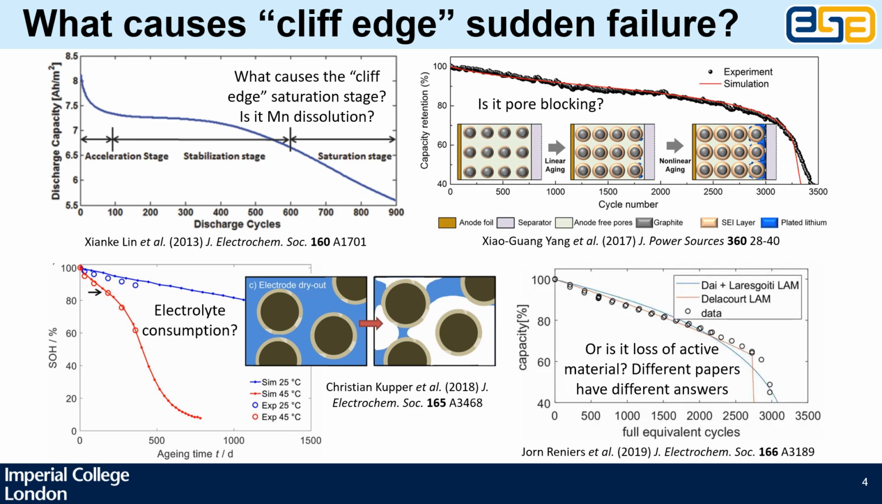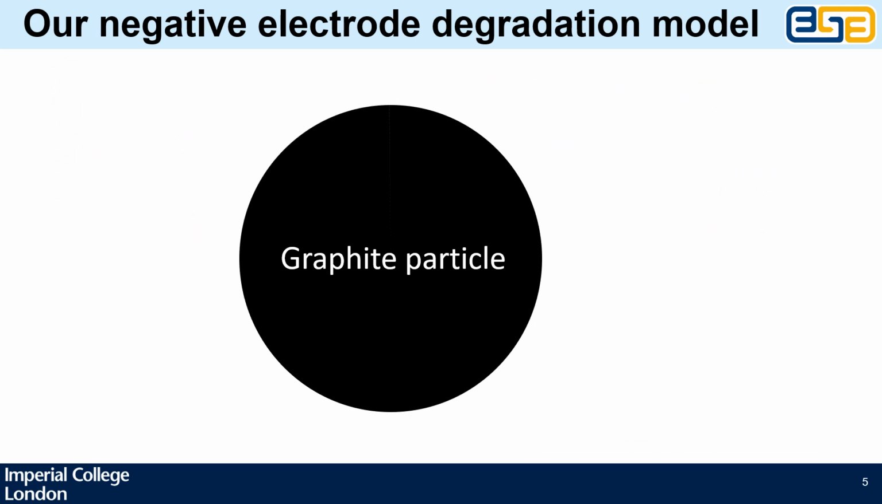Renier, Mulder and Howie blamed mechanically induced loss of active material that occurs as the particles expand and contract while the cell's being cycled. So every modeling paper we've looked at seems to have a different answer, and we have a different answer again. Our model focuses on the graphite-based negative electrode. The metal oxide-based positive electrode is going to come within scope for future work.